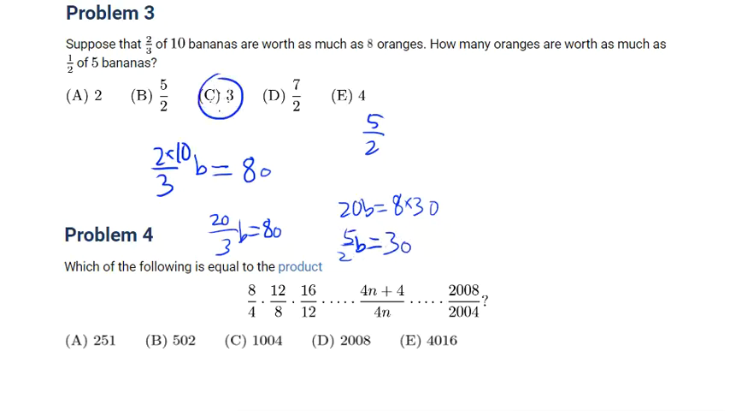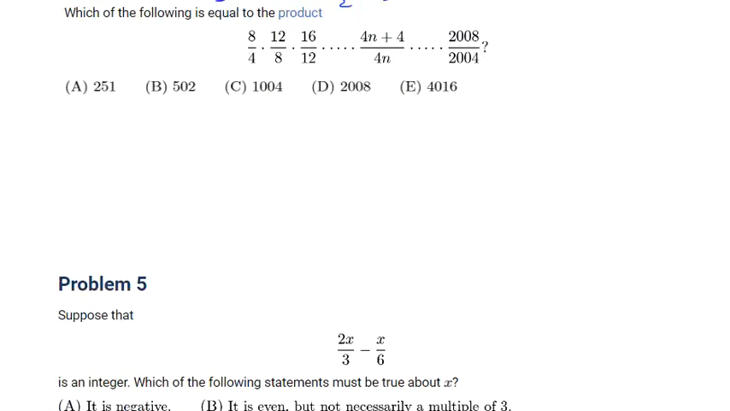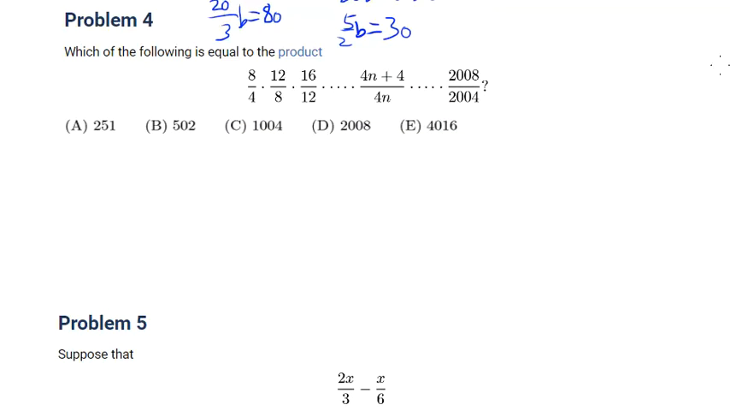Problem 4. Which of the following is equal to the product of 4 times 8 times 12? Yeah, this cancels out. This cancels out. This all cancels out. Bam, bam, bam, bam, bam, until here. This cancels out. So it's 2008 divided by 4, which is obviously 502.